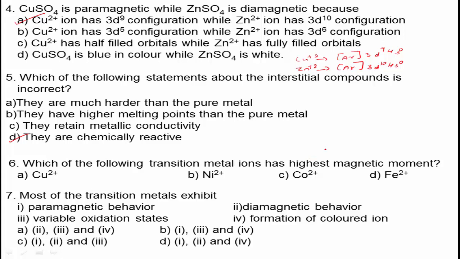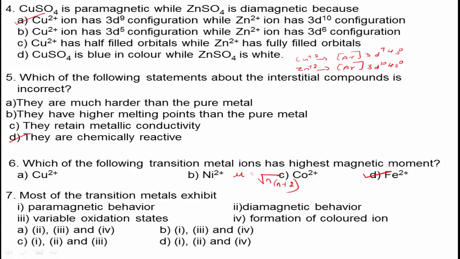We know the concept: magnetic moment depends upon the number of unpaired electrons. Fe2+ contains 4 unpaired electrons. And we know the magnetic moment formula, mu equals square root of n(n+2), where n is the number of unpaired electrons. Therefore, the answer is D, Fe2+.